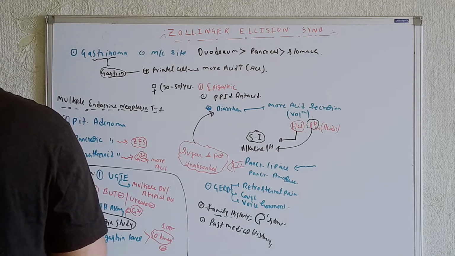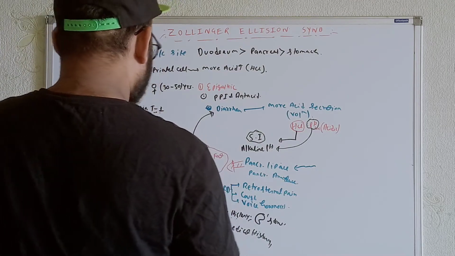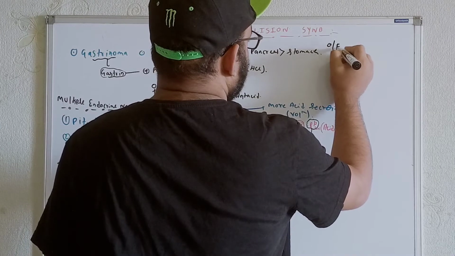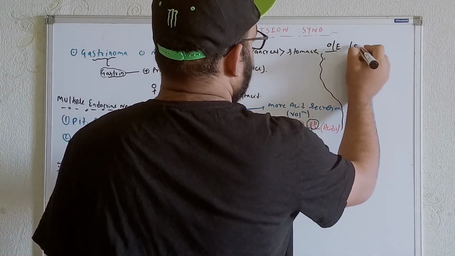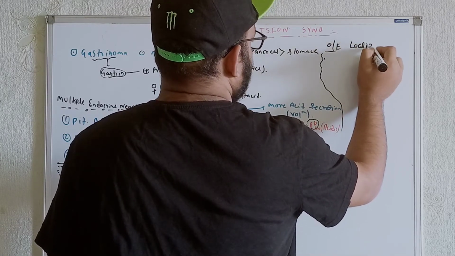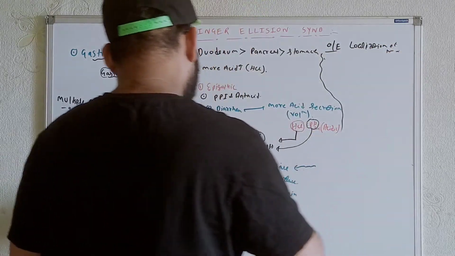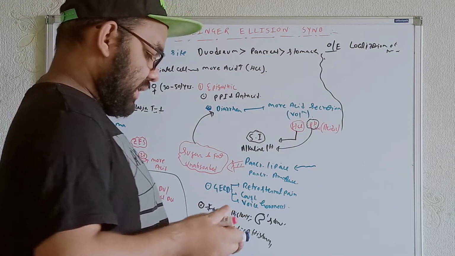Now we can do the localization of the tumor. If I want to find out on investigations the localization of the tumor first, what do you know? In these cases, we will get the Zollinger-Ellison triangle. How will we get it? Let's draw this first.